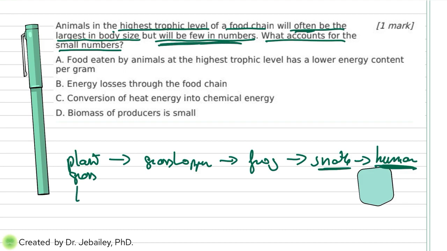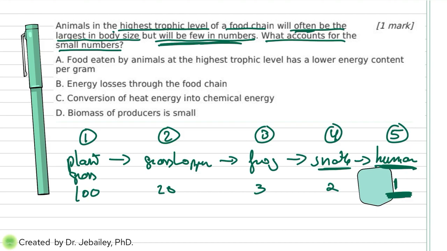Few numbers means that if I have 100 plants, then maybe grasshoppers, I will have about 20. The frogs, I will have about, let's say 3. The snakes, I'll have 2. And then the human will be 1. So here's what I mean by a few numbers when you get to the highest trophic level, because this is the first trophic level, this is the second, this is the third, this is the fourth, and this is the fifth trophic level.